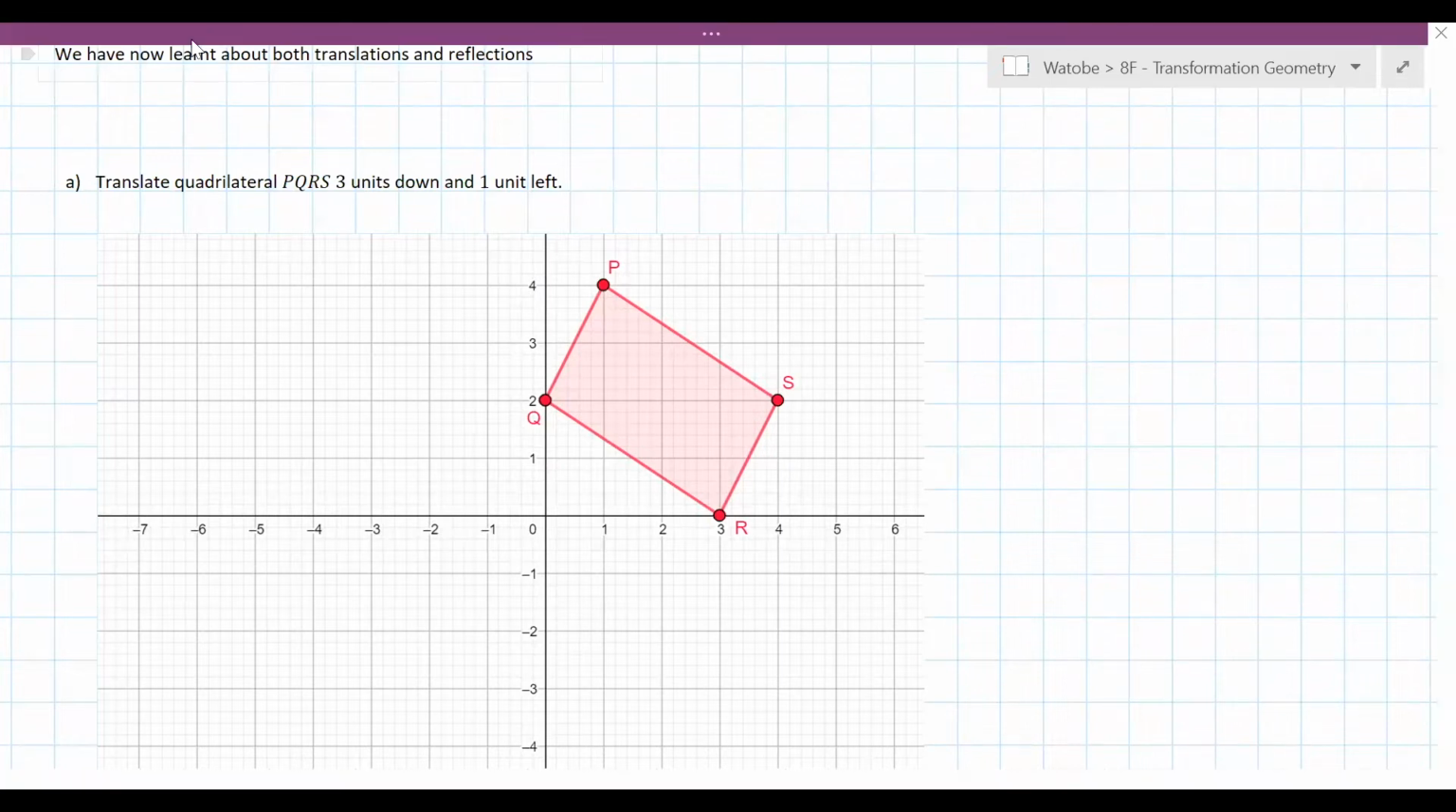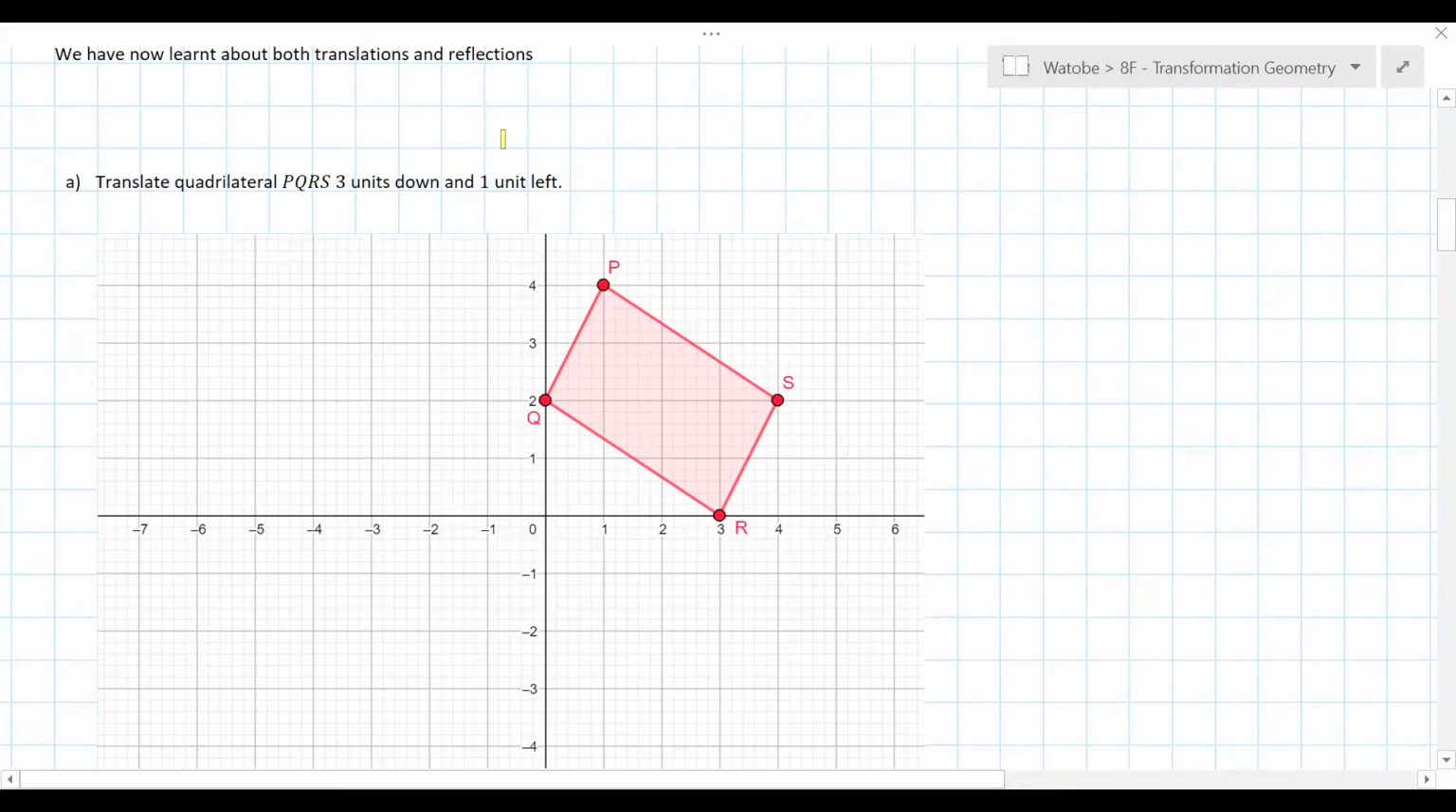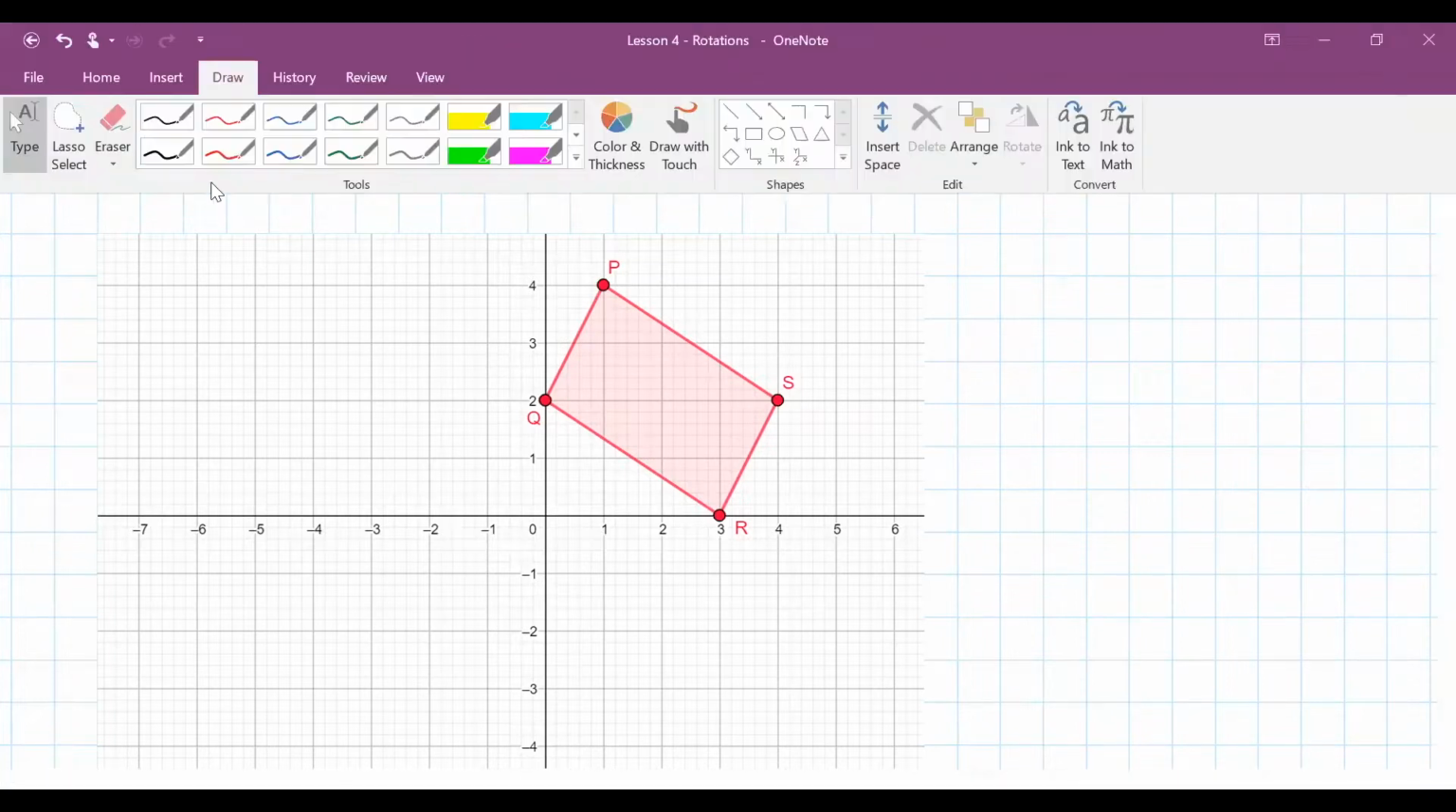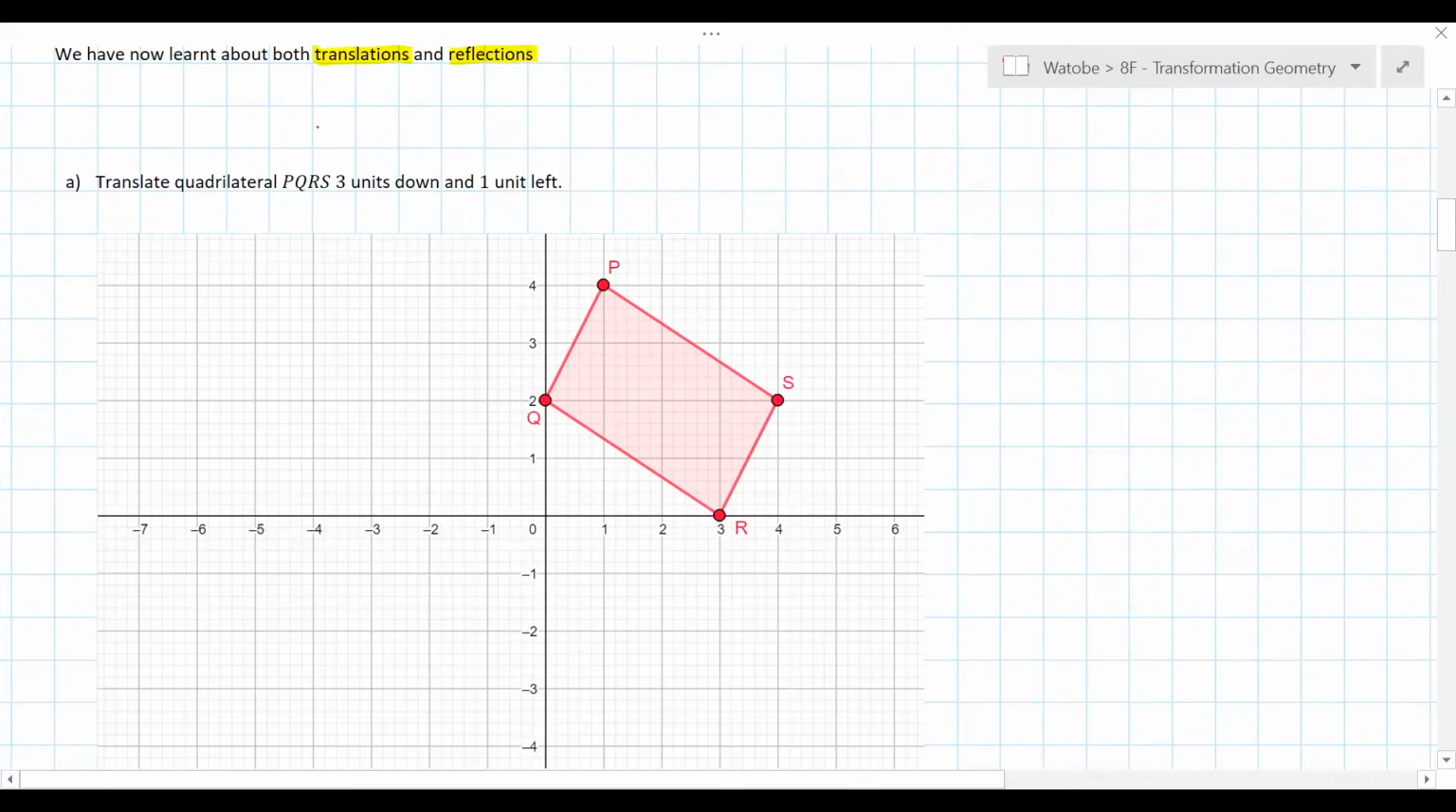So we have talked about 2 different types of transformations so far. We have spoken about translations and we've spoken about reflections. Now, translations are sort of the slightly easier ones in that we're just sliding the shape or moving it around the Cartesian plane. So either we're going up, down, left, or right, whereas a reflection, we're creating that mirror image that we spoke about in our lesson on Monday.